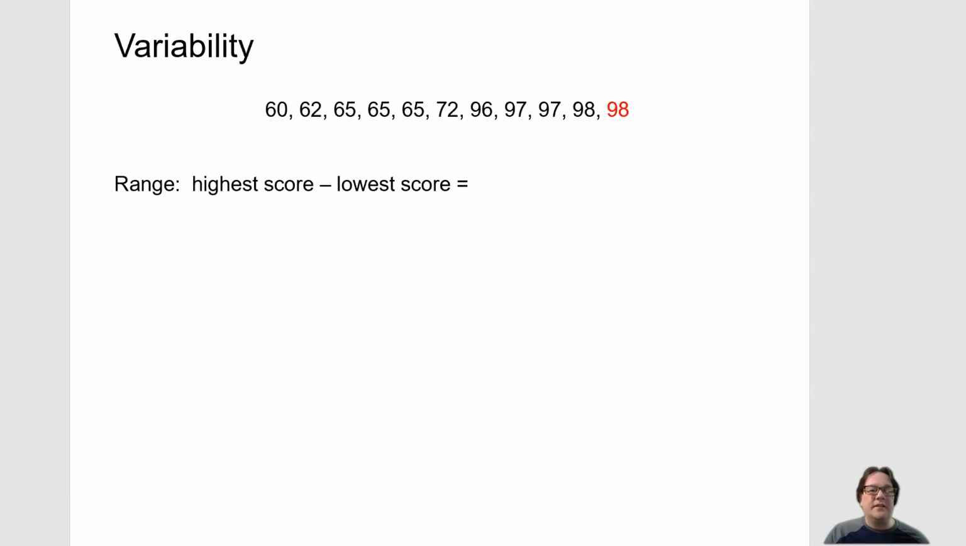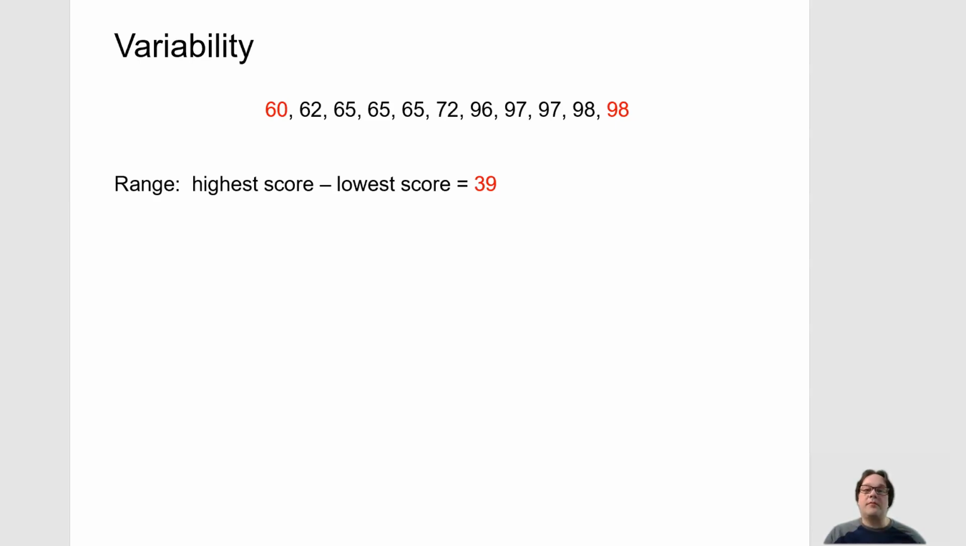So the range, again, is the most crude, the simplest, let's say the most basic measure of variability, and it's simply the highest score minus the lowest score. So in our data set here, in this distribution, we'll find the highest score, which happens to be 98, and we'll find the lowest score, which happens to be 60. So all we have to do is take 98, subtract 60, and we have determined that this distribution has a range of 39. So what does that mean exactly?